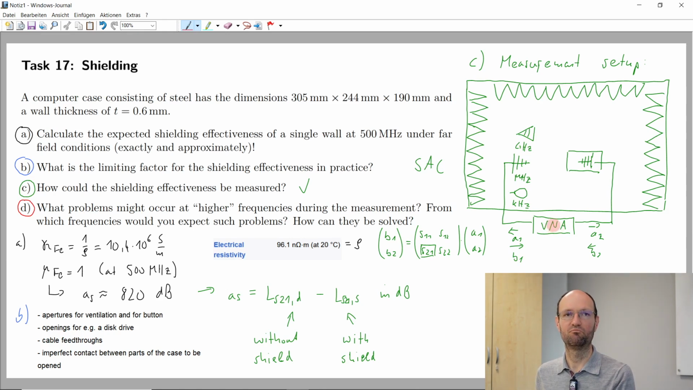Let's say we have enough dynamic range here, so we can measure it. Still, this proposed measurement setup might give us strange results, especially at higher frequencies. Higher frequencies means the smaller the wavelengths. So what will happen if we have small wavelengths, wavelengths that are small in comparison with the size of our enclosure here?